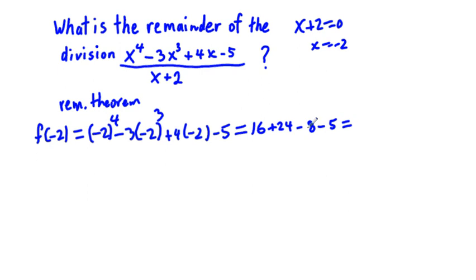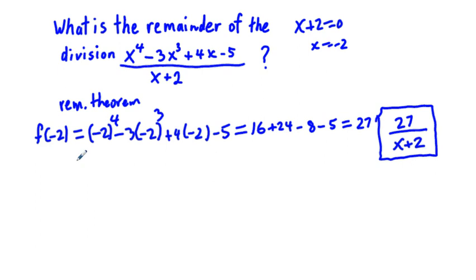So 16 plus 24 is going to be 40, minus 8 is 32. 32 minus 5 is 27. So our answer for remainder would be 27 over x plus 2. That would be a correct answer. And another thing you can do is use synthetic division. And to do that, it's just going to be as easy, pretty much.